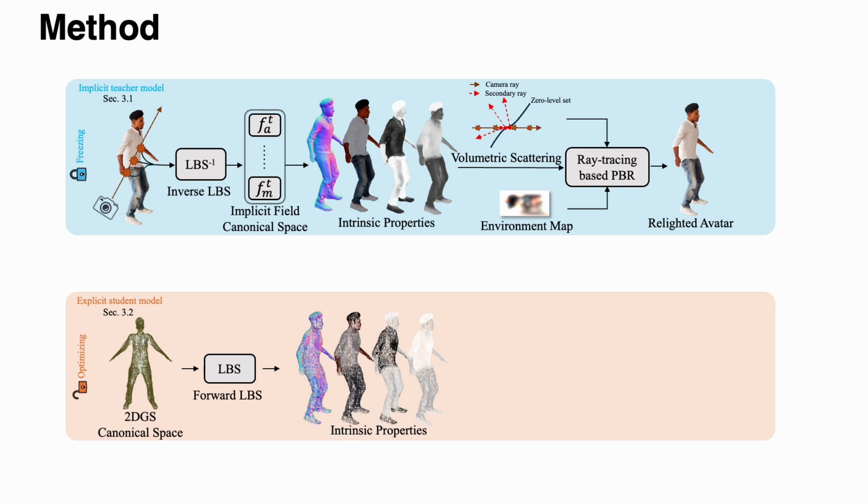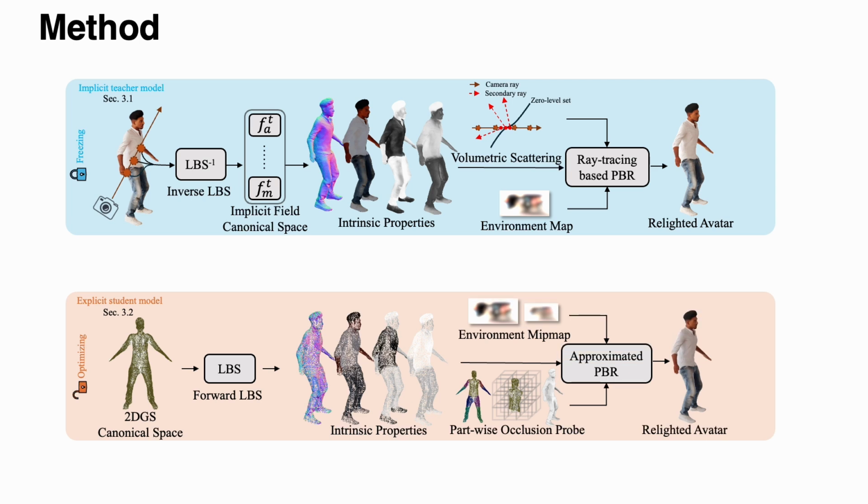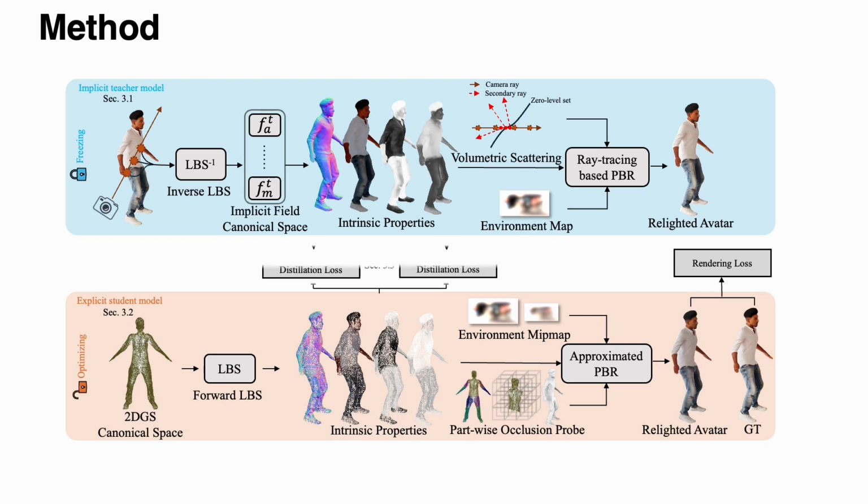To achieve real-time shadowing effects, we propose novel precomputed part-wise occlusion probes to model the shadow. Then, with the precomputed environment mipmap, we adopt a fast approximated PBR to render the final image. Standard rendering losses are used to supervise our rendered images with ground truth images. We also employ image-based and point-based distillation losses to regularize the intrinsic properties stored in 2DGS.